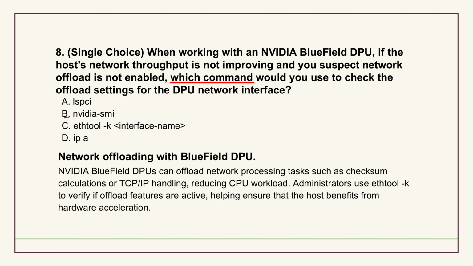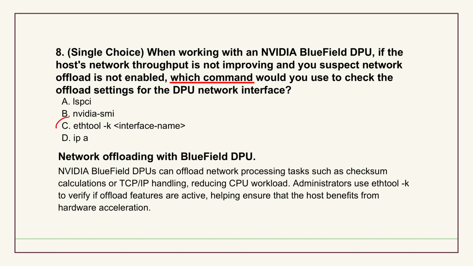ethtool is a standard Linux tool for looking at and controlling network driver and hardware settings. And that -k flag specifically shows you the offload capabilities and, more importantly, the current settings for a network interface. So in the context of a Bluefield DPU, this is the right, most direct way to check if those crucial network offload features, the ones meant to cut host CPU load and boost network performance, are actually turned on and set up like you expect. You wouldn't use NVIDIA SMI or general system tools for this very specific network function check.